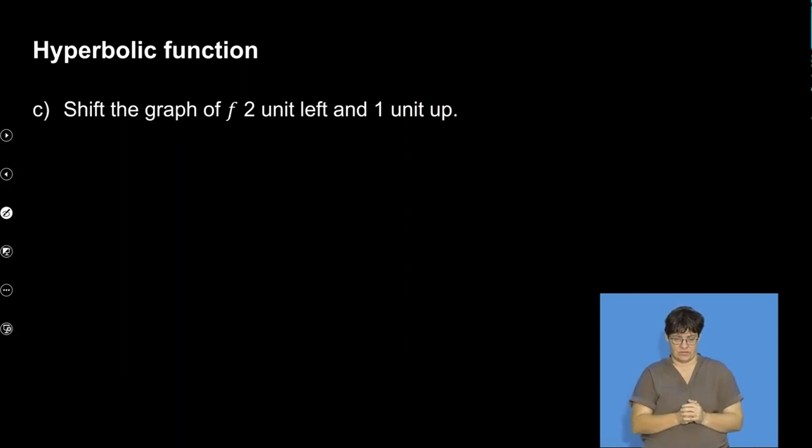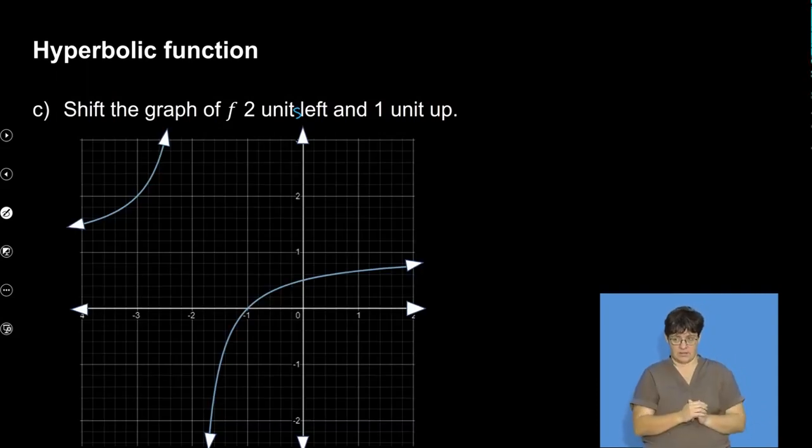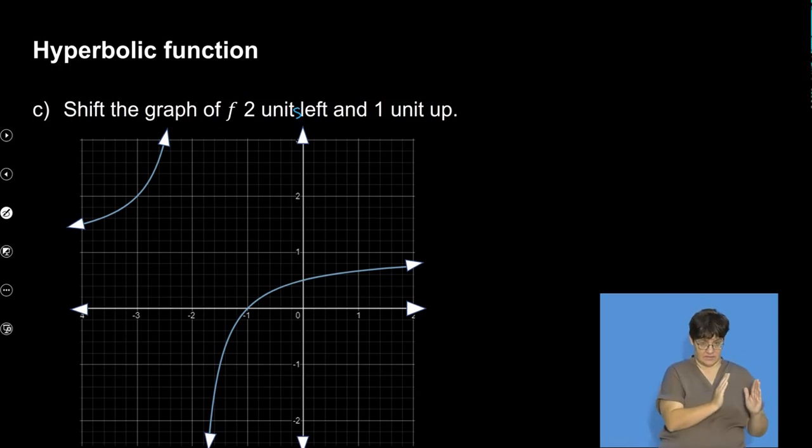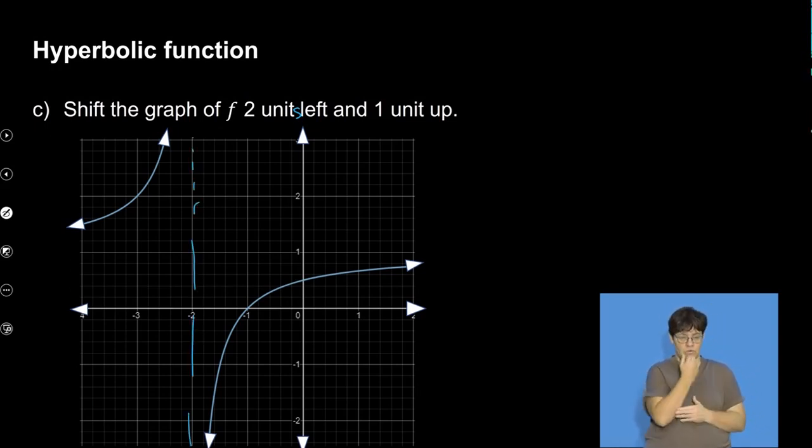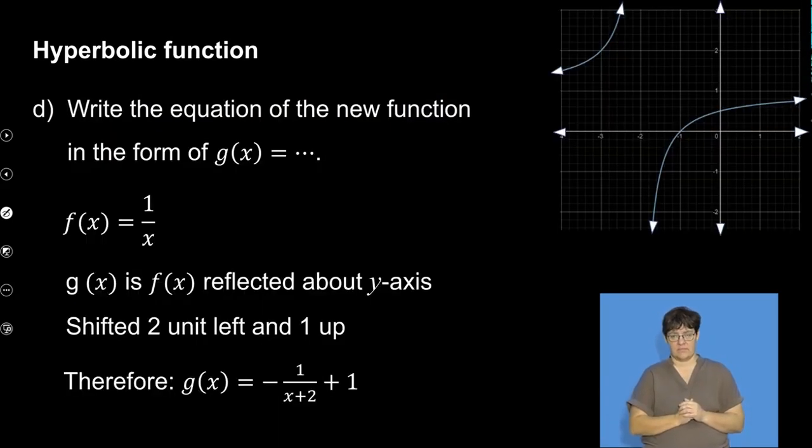Then we need to shift this 2 units left and 1 unit up. To do that, it means from it being at the origin, it will move 2 units left, which will be now at minus 2. So that will be my new asymptote. And then it will also move 1 unit up, which will be at 1, and that will be my new asymptote.